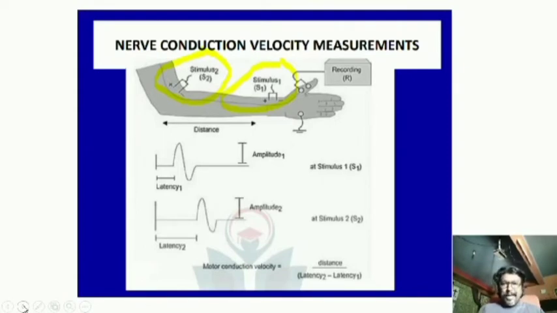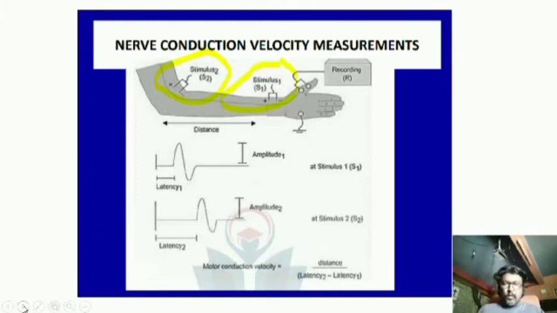Now the time at which you pass the electrical stimulus, and the time at which it reaches the second electrode, gives you the important information about the nerve conduction velocity, because the nerve conduction velocity can be calculated as the ratio between the distance and the difference between latency 2 and latency 1. I hope it is clear. If you want, I can explain it one more time.